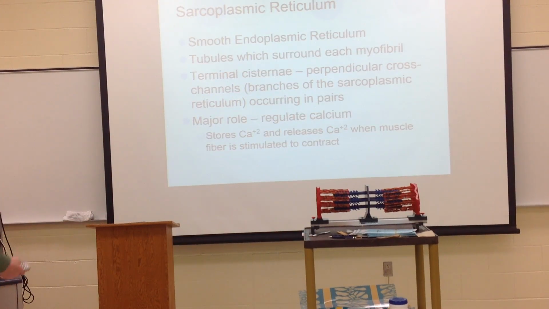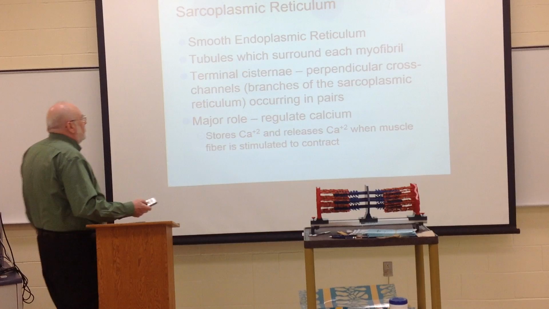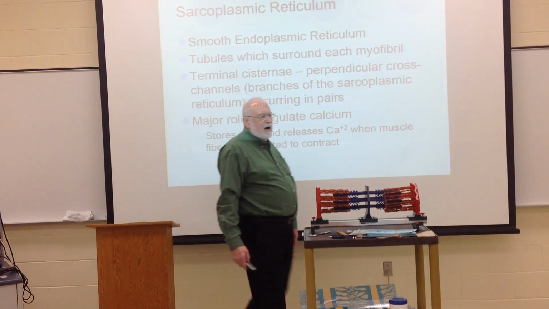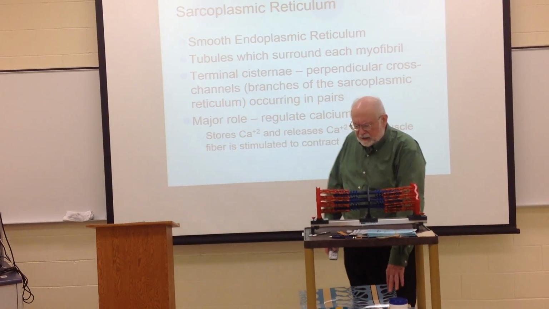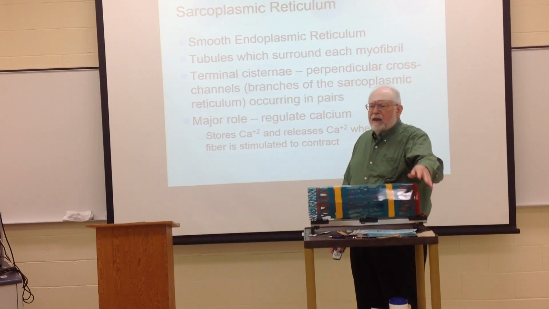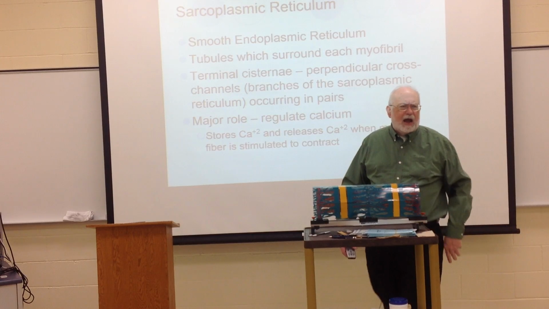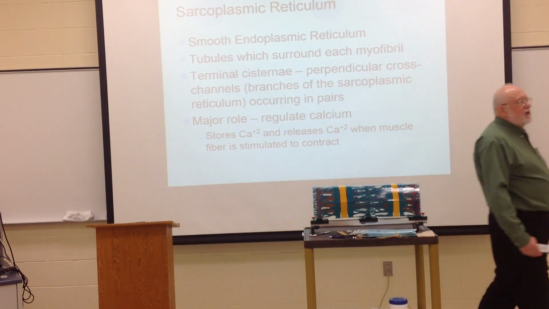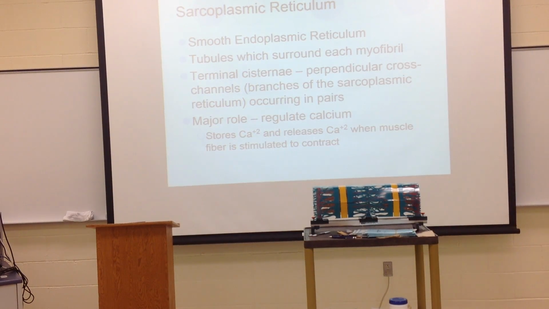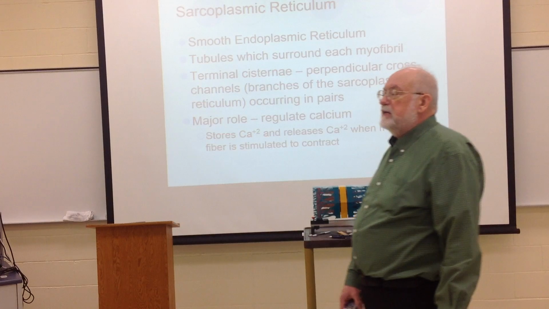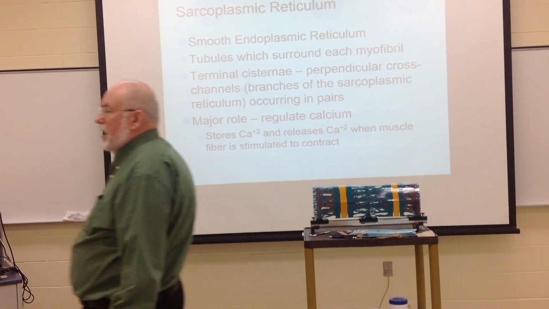Okay. Now a bit more about the sarcoplasmic reticulum. As we said, it's a modified smooth endoplasmic reticulum. And here it is on our model. Alright, you see the green stuff here, right? Those are, in essence, the smooth endoplasmic reticulum, sarcoplasmic reticulum as we call it here. And when this is relaxed, that sarcoplasmic reticulum is filled with calcium ions.